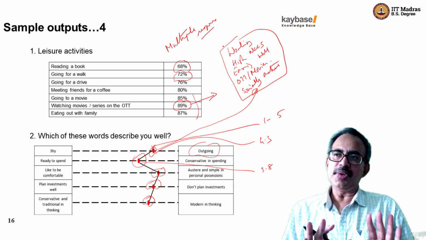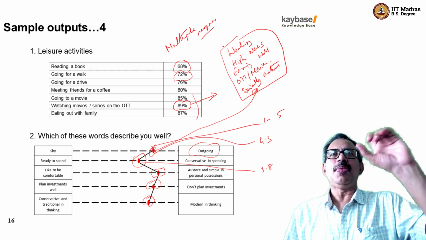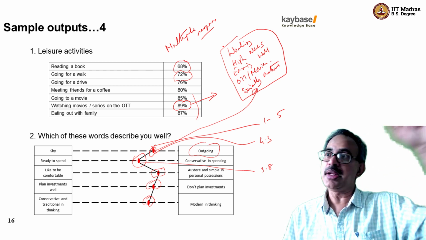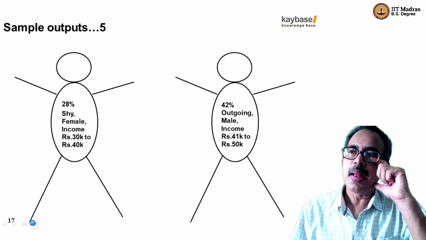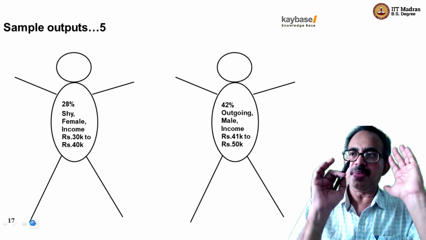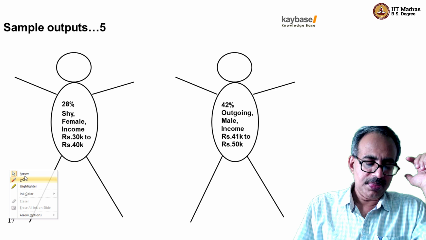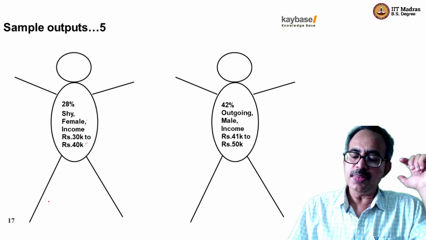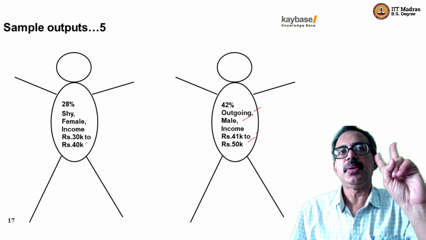Now, we can give these results to the marketing manager. But he will say, listen, can you tell me what percentage is this and this and this? That is what makes our mind very clear. So that we can provide them something like this. So 28% of a target audience is shy, female, and income is 30 to 40,000. 42% of a target audience is outgoing, male, income 41 to 50,000. So the marketing manager says, okay, these are my two big audiences.